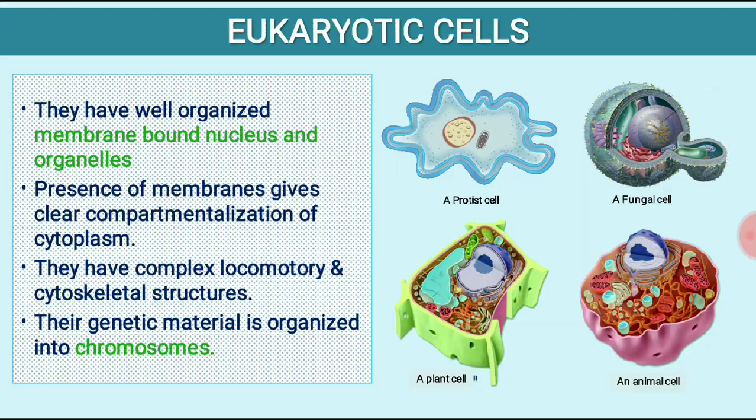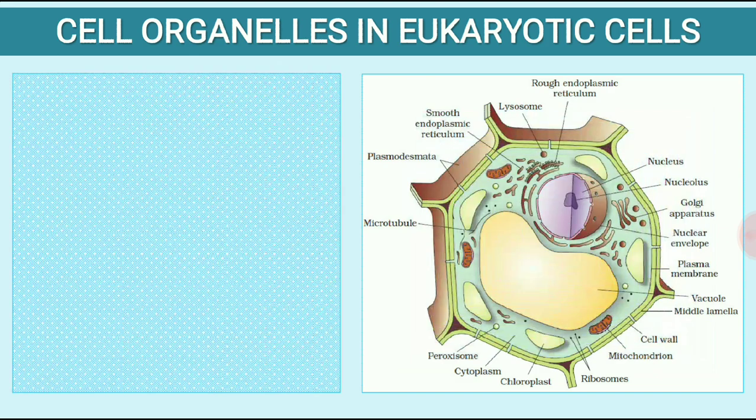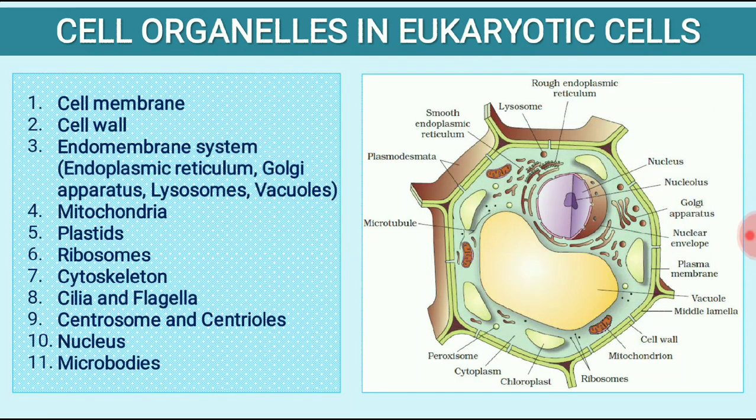All eukaryotic cells are not identical. Plant and animal cells are different as the former possess cell walls, plastids and a large central vacuole which are absent in animal cells. On the other hand, animal cells have centrioles which are absent in almost all plant cells. Let us now look at individual cell organelles to understand their structure and functions.